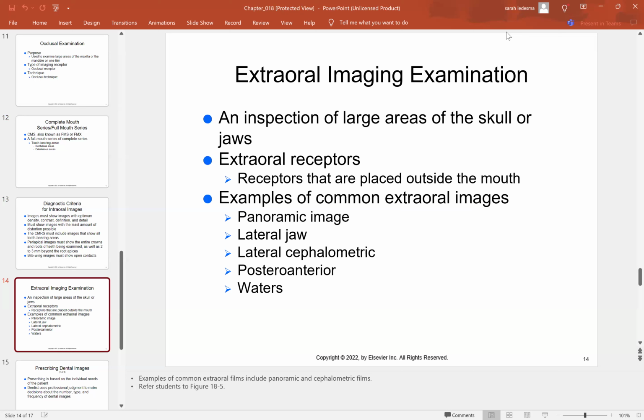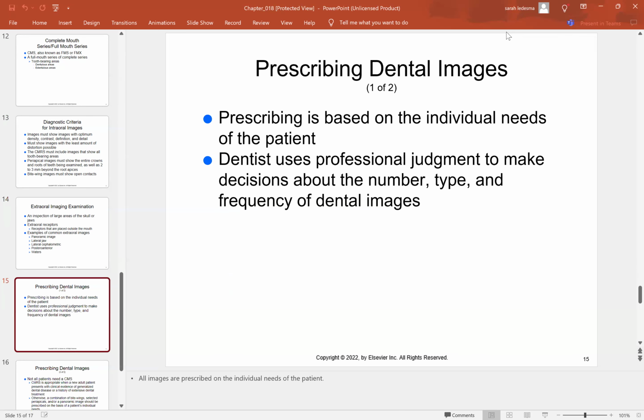Extraoral imaging examination is an inspection of large areas of the skull or jaws. We would use the extraoral receptors. These are receptors that are placed outside the mouth. Examples of our extraoral images include the panoramic, lateral jaw, lateral cephalometric, posterior anterior, and Waters.